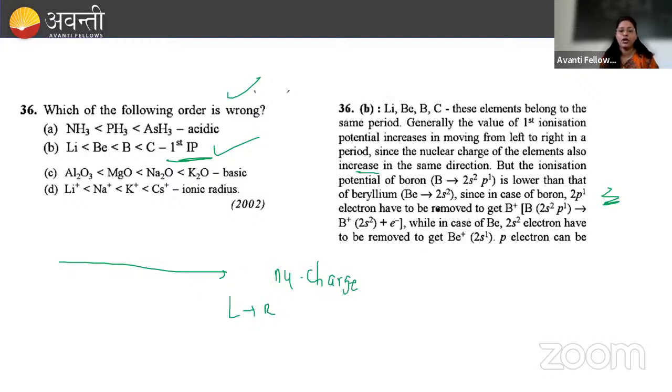But the ionization potential of boron, 2s2 2p1, is lower than that of beryllium because it is having 2s2. Since in case of boron, the 2p1 electron has to be removed to get B+, okay. See, boron becomes B+, here what was there was 2s2 2p1, and here what is formed is 2s2, okay.